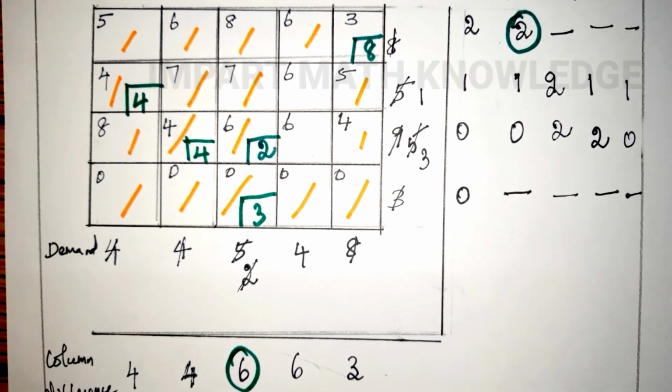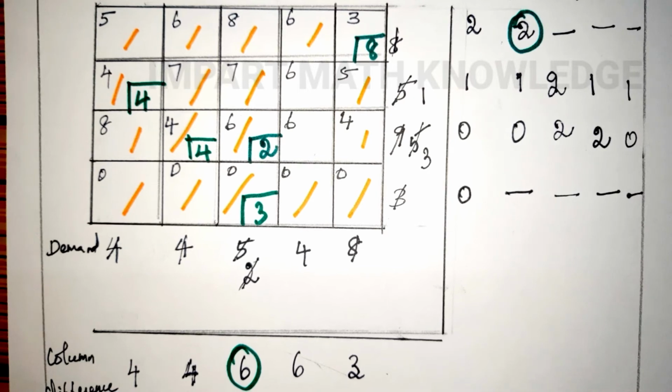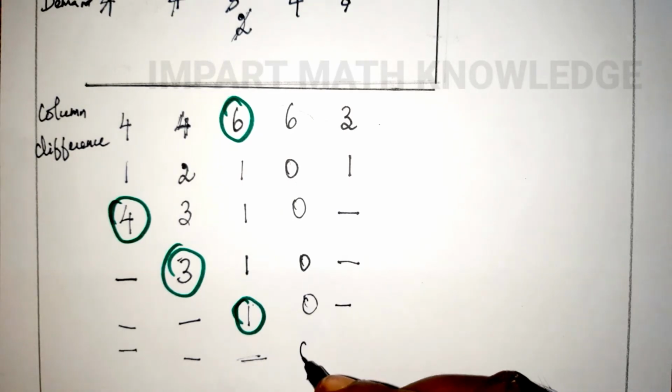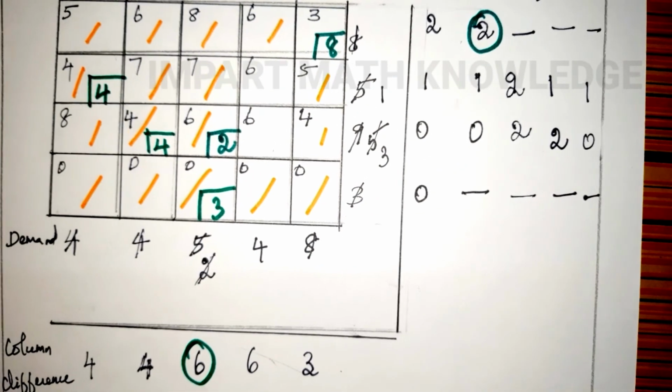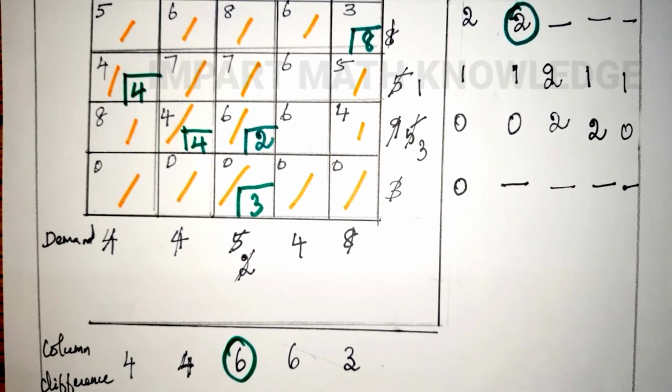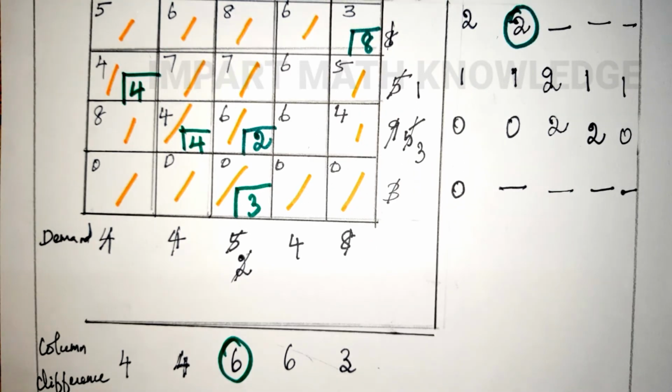In the remaining, I have to take the difference again. The row difference, there is no need to take, as there is only one value. Column difference, you have only one. 6 minus 6 is 0. This is the only option. Now you're going to allocate the value. You can allocate anywhere, either this cell or this. Both the values are the same.